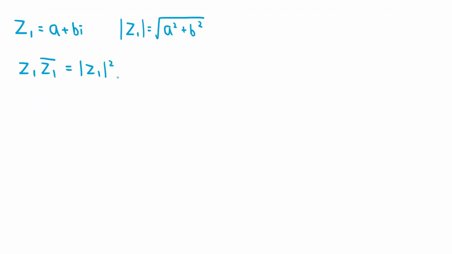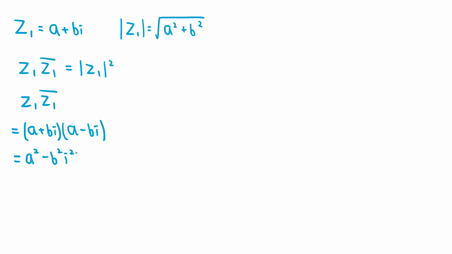The final property we're going to go over is z1 times z1 conjugate equals the absolute value of z1 all squared. So if we multiply a complex number by its conjugate, we just get the square of its absolute value. So suppose we start with z1 times z1 conjugate. This is just equal to a plus bi times a minus bi. This is equivalent to a squared minus b squared i squared if we use the difference of squares formula, and i squared equals negative 1, so this is just a squared plus b squared.